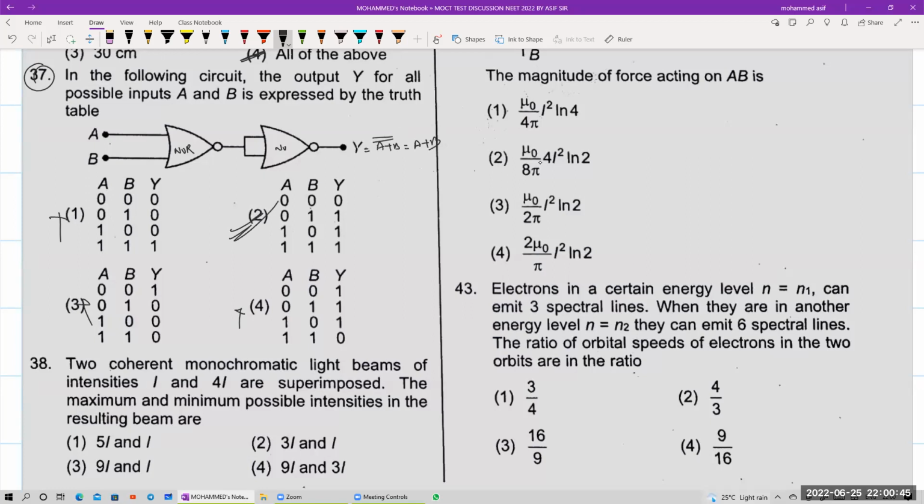Two coherent monochromatic light beams of intensities I and 4I are superimposed. The maximum and minimum possible intensities in the ratio will be equal to how much? I hope everyone remembers this formula. I max divided by I minima is equal to, will be equal to how much beta? I max by I minima intensity का formula में, (root of your I1 plus root of your I2) का whole square divided by (root of your I1 minus root of your I2) का whole square. And इन दोनों को simplify कर लो, I and 4I, this will come out for me 9 by 1, 9:1. ठीक है?